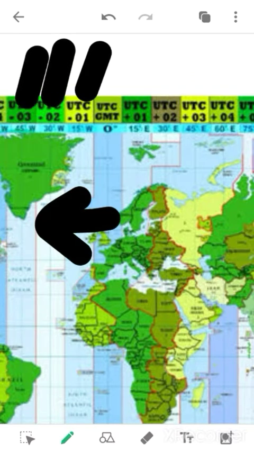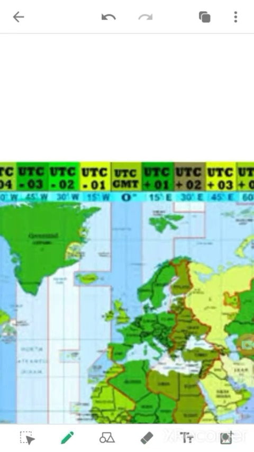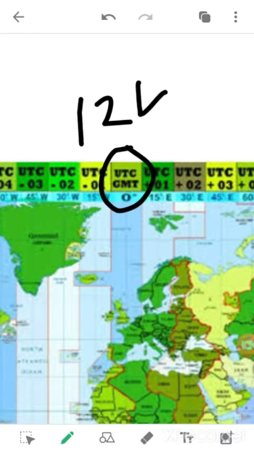UTC minus 1 hour time zone, UTC minus 2 hours time zone, UTC minus 3 hours time zone, like this. For example, if it is 12 noon at the Greenwich meridian, or Greenwich Mean Time is 12 noon, then the first time zone from the Greenwich meridian to 15 degrees west longitude is an hour earlier than GMT. It would be 11 AM.